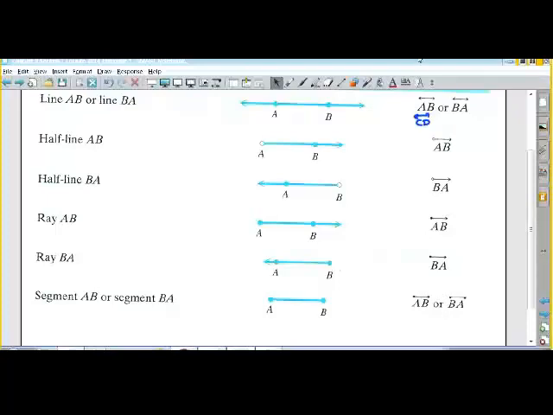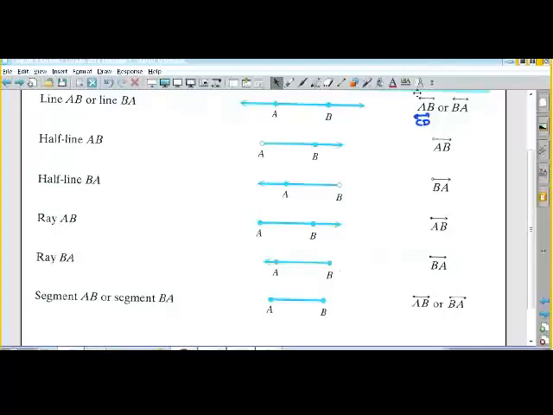So those are different ways of that thing we call a line. A line goes both ways to infinity. A ray starts one place and goes that way or that way. A line segment just has a finite length to it.